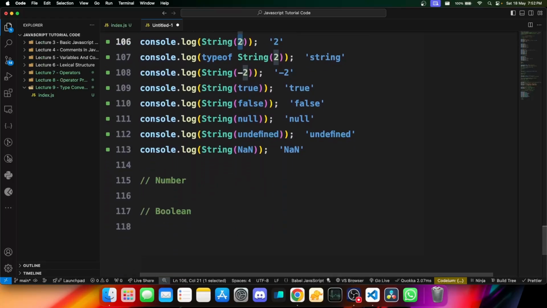So that's the thing about strings. It's string explicit type conversion. Now let's talk about number explicit type conversion. That is kind of tricky here, so we need to understand that as well. So here I can just paste the examples.